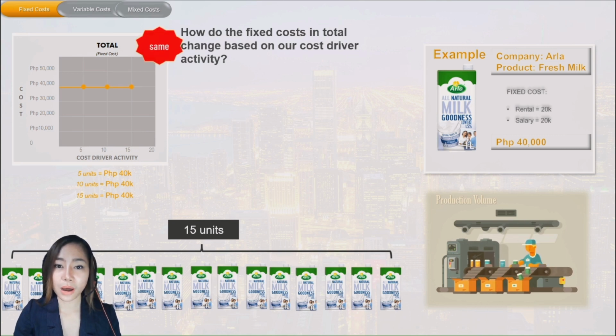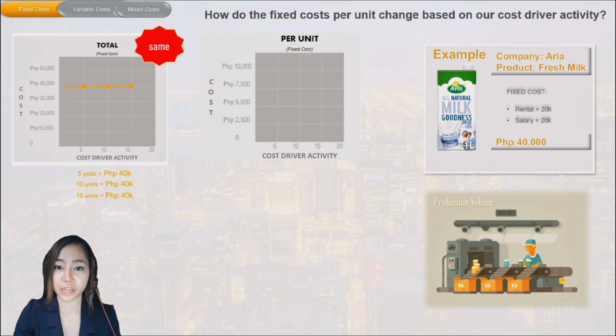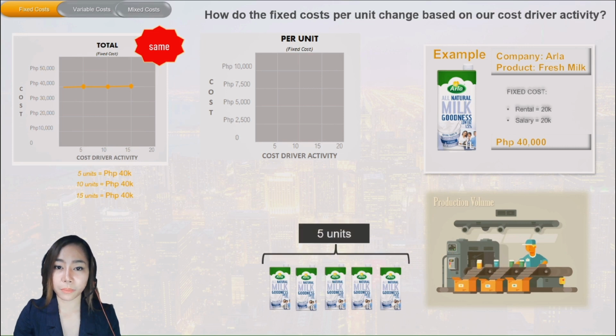Now, let's see how the fixed cost per unit changes based on our cost driver activity. So the fixed cost per unit is the total fixed cost of a company divided by the total number of units produced. So in this case, if the company produces 1 unit or 1 fresh milk, it means the fixed cost is still 40,000 because it's not going to split over, right? Because it's only one. So then in our example, we have 5 units. So our fixed cost is still the same, 40,000, but will spread over the number of units.